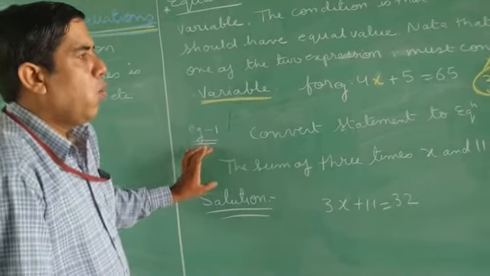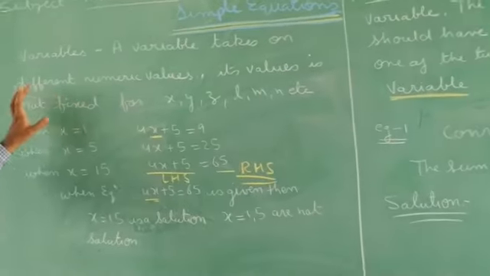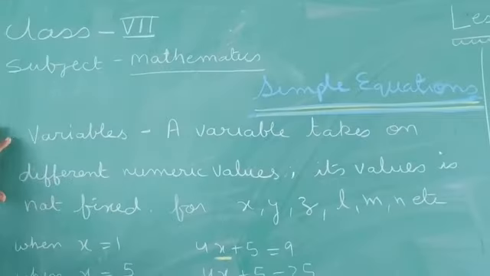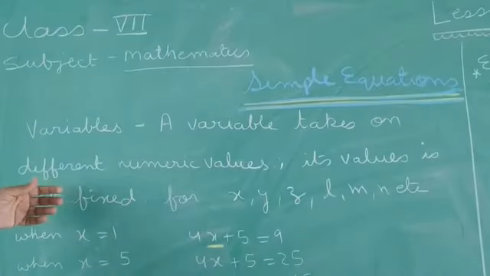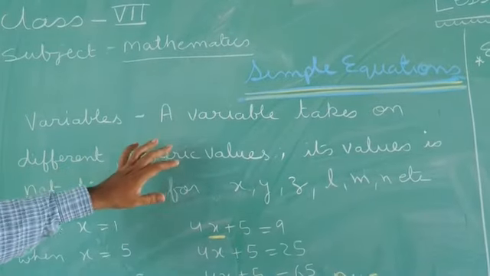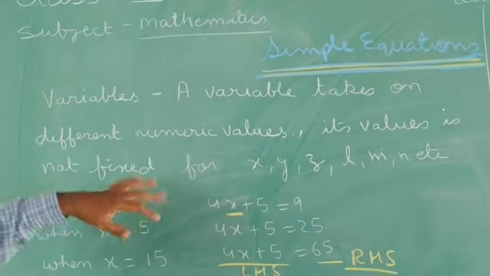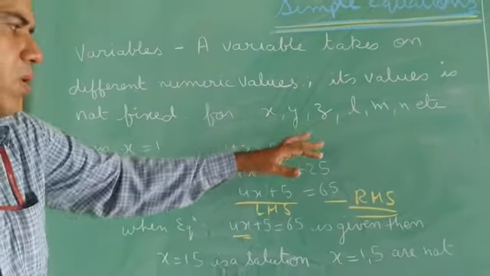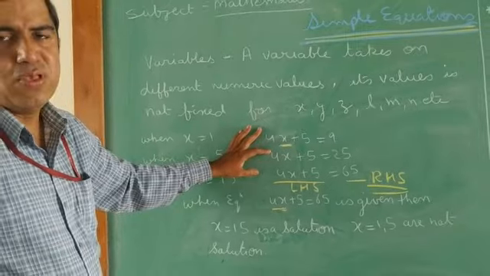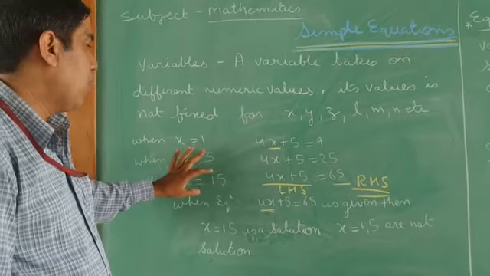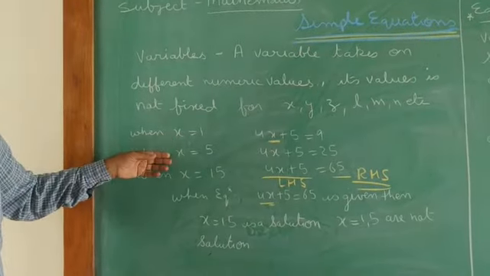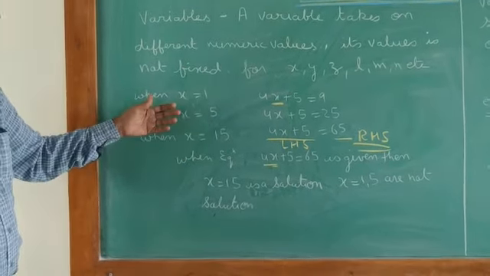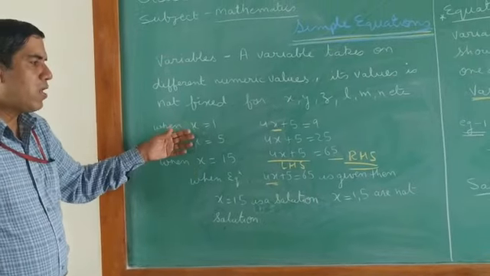Understood here? Now, let me discuss this once again with you. In short, what is a variable? A variable takes different numeric values and its values are changing. For example, x, y, z are different variables and their value is not fixed, it goes on changing. It is called a variable. You can see I have taken different values of x. x equal to 1, x equal to 5, x equal to 15. So there are different values of x, and so it is a variable.